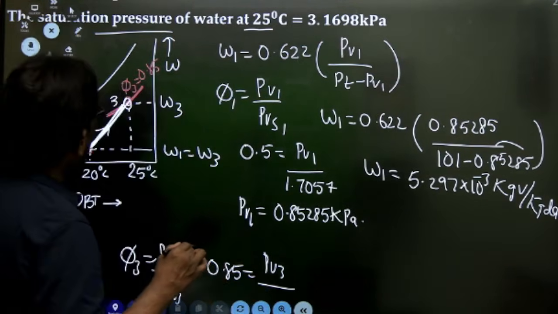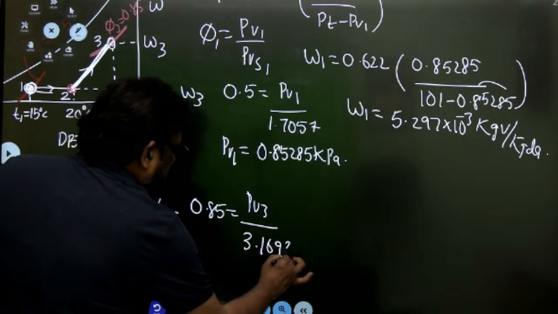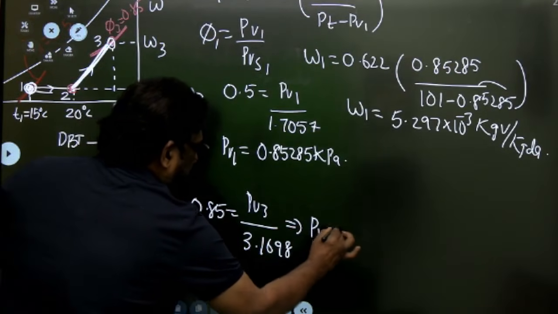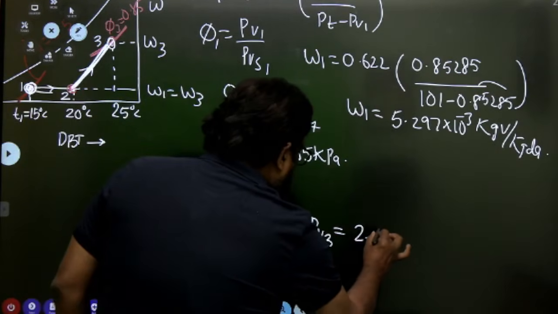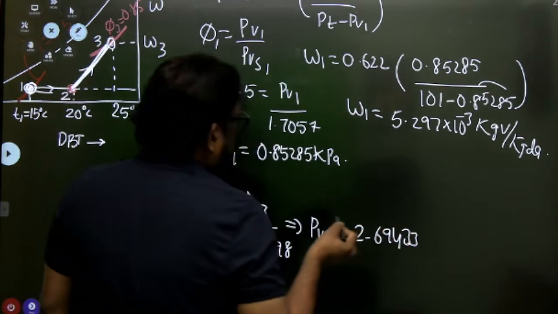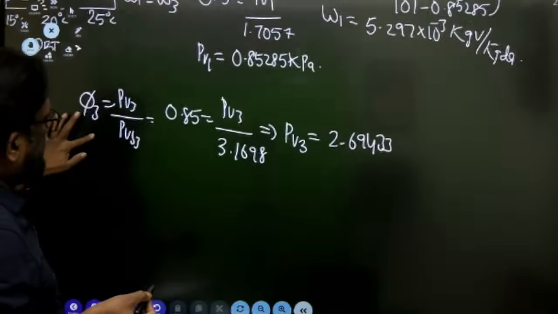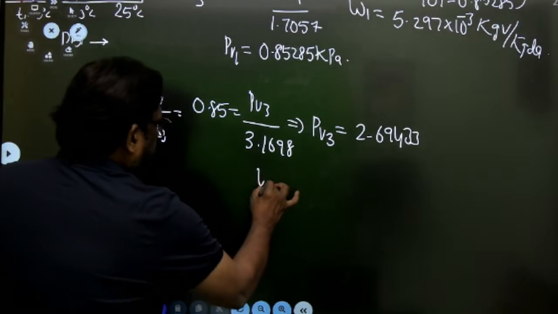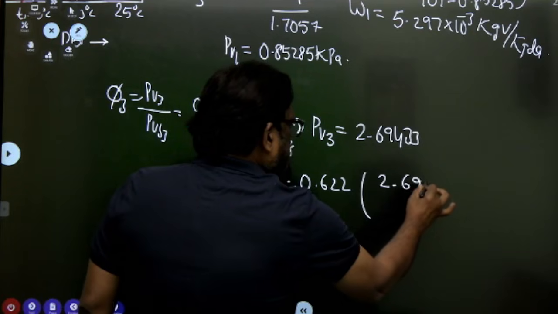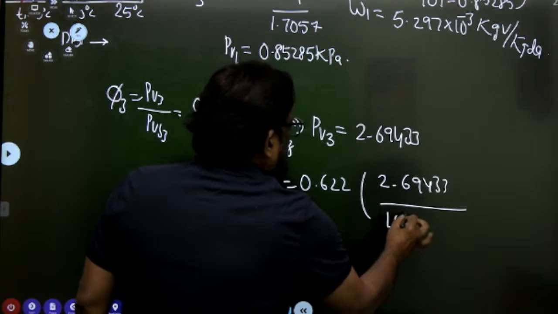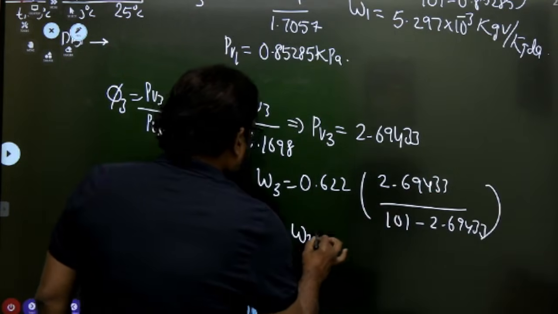So here, 3.1698. From here I'll calculate the value of PV3. What's the value of PV3? PV3 will be equal to 2.694. Once PV3 is known, no one can stop you in calculating the value of what? Omega 3. So omega 3 will be equal to 0.622 times PV3, 2.69433, and the total pressure is 101 minus PV3, 2.69433.